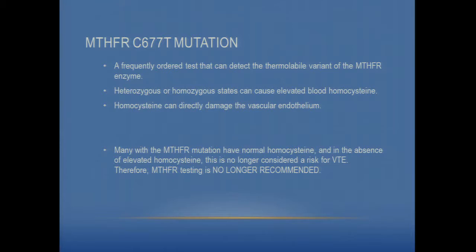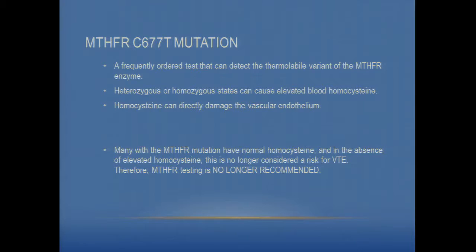And MTHFR is important in the pathway of homocysteine metabolism. There's a vitamin B6 and B12 dependent pathway by which homocysteine is recycled. And if you have decreased amounts of MTHFR, you can accumulate homocysteine in the blood. There are heterozygous states for the C677T mutation as well as homozygous states. And over time, people noticed that patients, especially with the homozygous state, tended to have elevated levels of homocysteinemia.